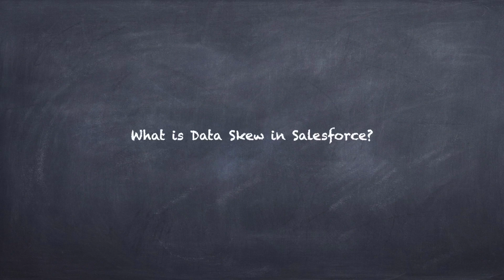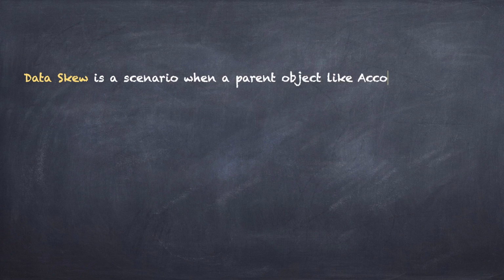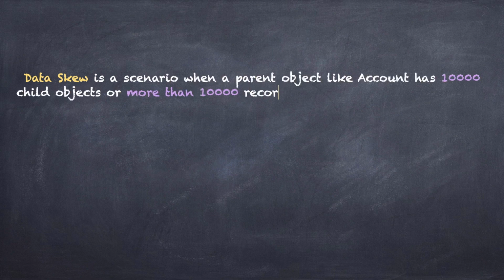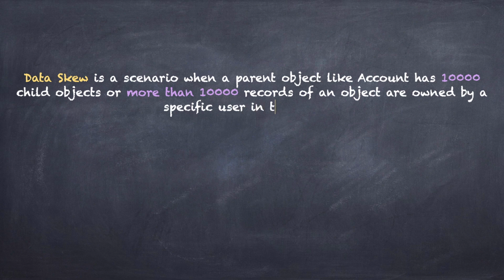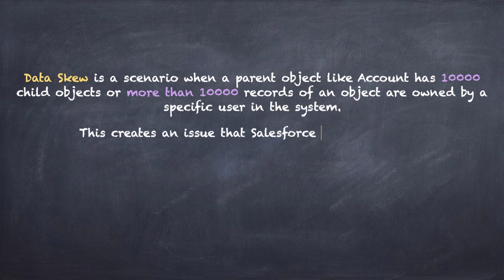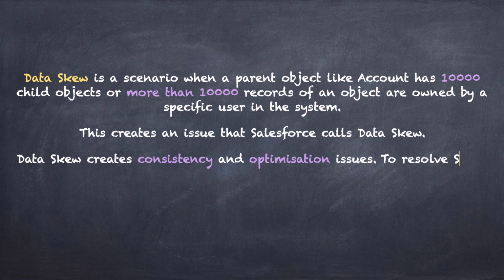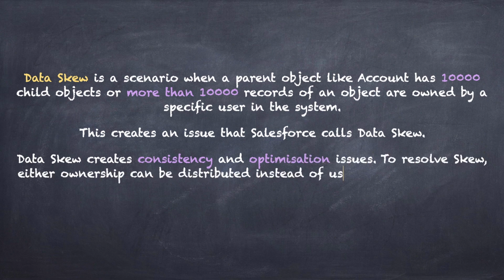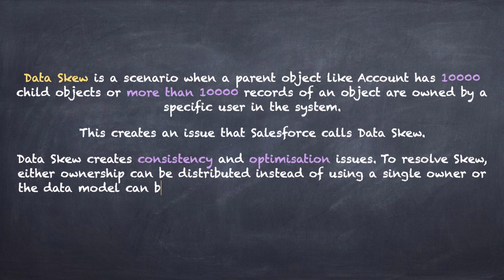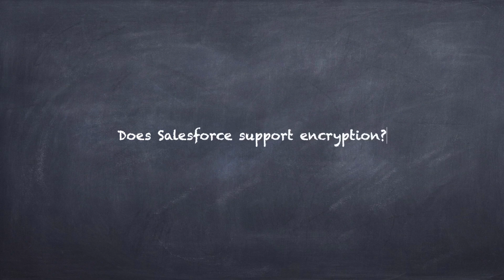What is data skew in Salesforce? Well, data skew is a scenario when a parent object like account has 10,000 child objects or more than 10,000 records of an object are owned by a specific user in the system. This creates an issue that Salesforce calls data skew, and this creates consistency and optimization issues. To resolve this, either the ownership can be distributed or the data model can be modified to get rid of those excessive child records.